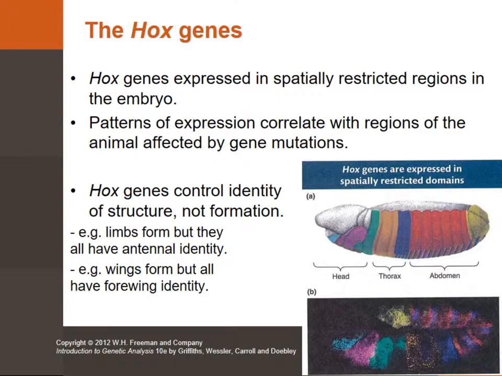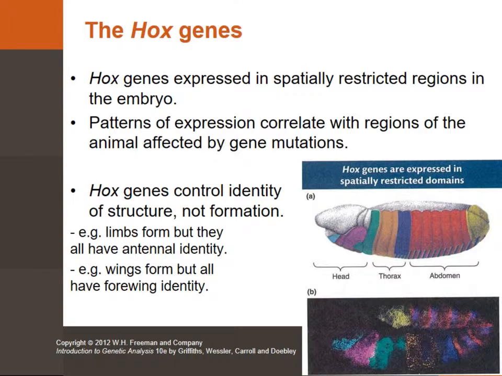And this was actually shown by using in situ hybridization. The different genes that are shown here by the various colours have quite unusual names. One is called deformed, one is called sex combs reduced, then we've got antennapedia, ultrabithorax, abdominal A and abdominal B. So the Hox genes were found to control the identity of the structure, but not the formation of the structure.